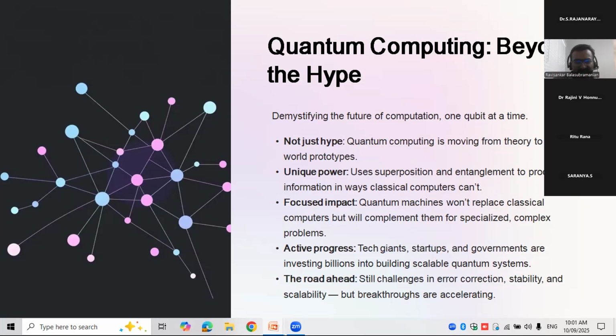Tech giants, startups and governments have started investing billions and billions in quantum computing to build scalable quantum systems. It's actively progressing. Still, there are some challenges in error correction, qubit stability and qubit scalability. The breakthroughs here are accelerating. So the road is ahead.